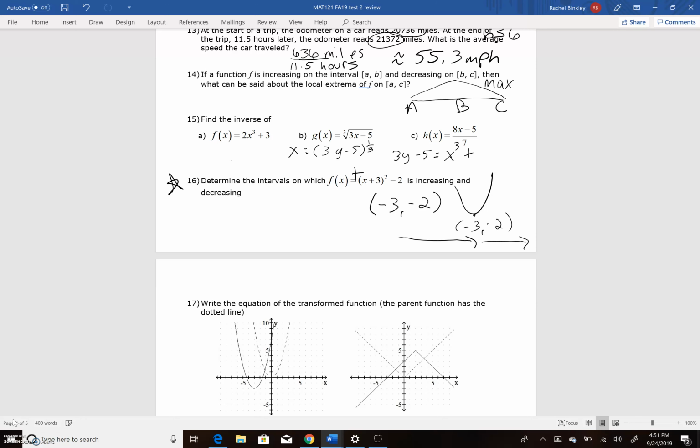Then add 5, so x cubed plus 5, divide by 3. So that should be the inverse, but please write it. Make sure we do g inverse of x.